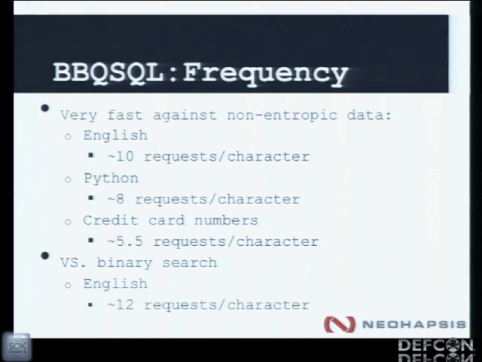Credit card numbers, I got about 5.5, which is kind of funny because with a normal binary search, you'd expect to get 5 exactly, but somehow I managed to get 5.5. So not quite as good. Yeah, I kind of screwed that one up, I guess. But when you compare it to a binary search with English, you get 12 requests per character, so you get a slight performance improvement.